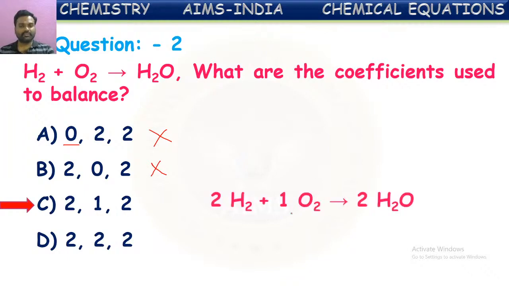Because if you try to balance the number of atoms on both the sides, you'll get numbers like this: 2, 1 and 2. If you check the number of atoms on both the sides now, hydrogen atoms are 4 on the left hand side. In a water molecule there are 2 hydrogen atoms and the coefficient is 2, so in total it becomes 4 hydrogen atoms. On the left hand side 4, on the right hand side also 4. So hydrogens are balanced.